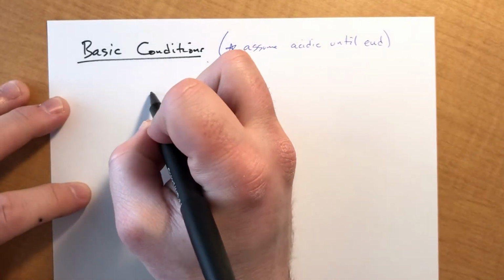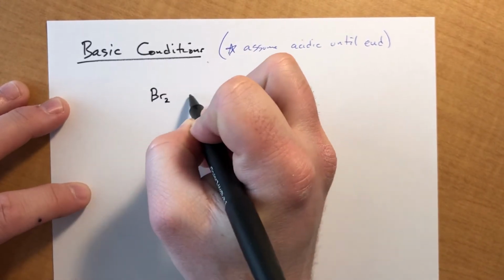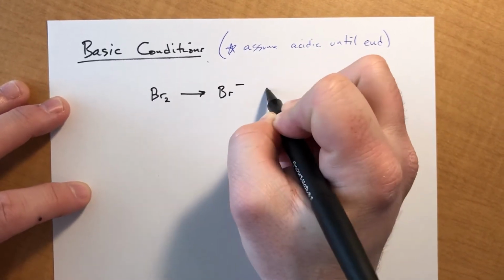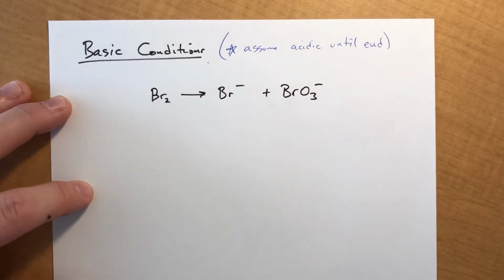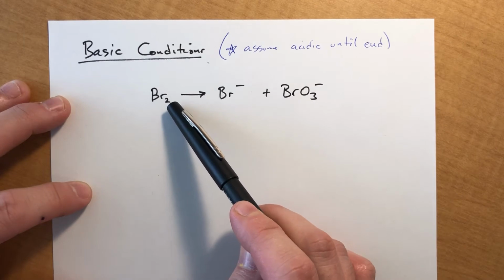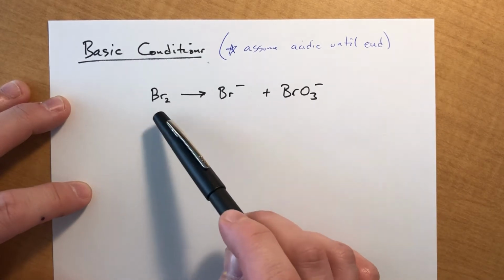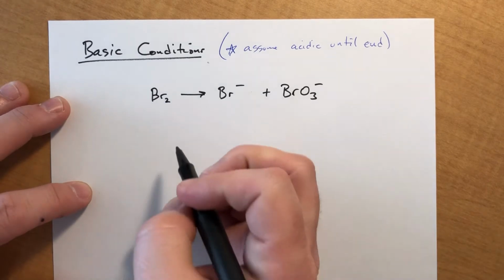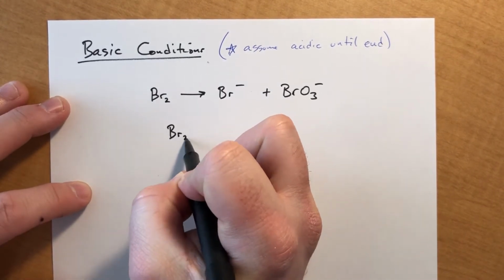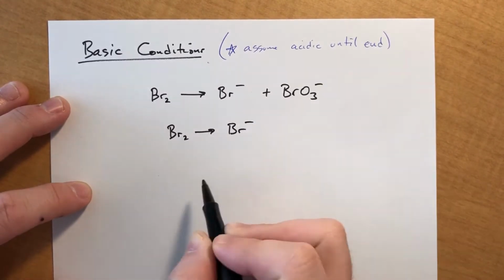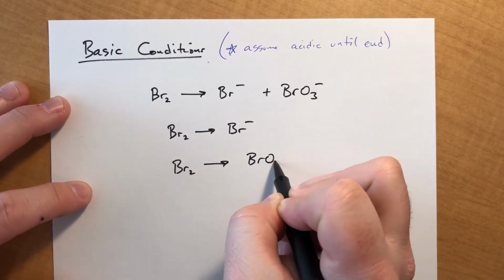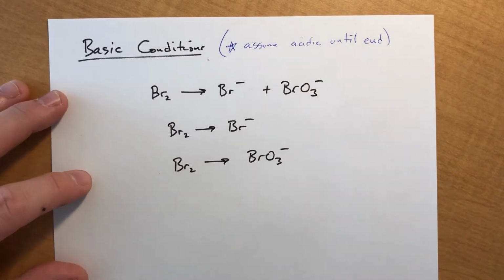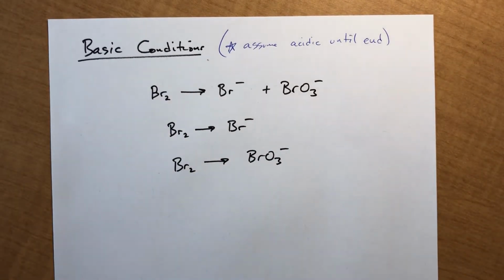Okay, so the reaction we want to balance is Br2 forms Br minus plus BrO3 minus. We only have one reactant, so presumably it's going to be the reactant for both half reactions. One half reaction is Br2 becoming Br minus. The other half reaction is Br2 becoming BrO3 minus. And we're just going to balance these under acidic conditions and assume that everything's fine.